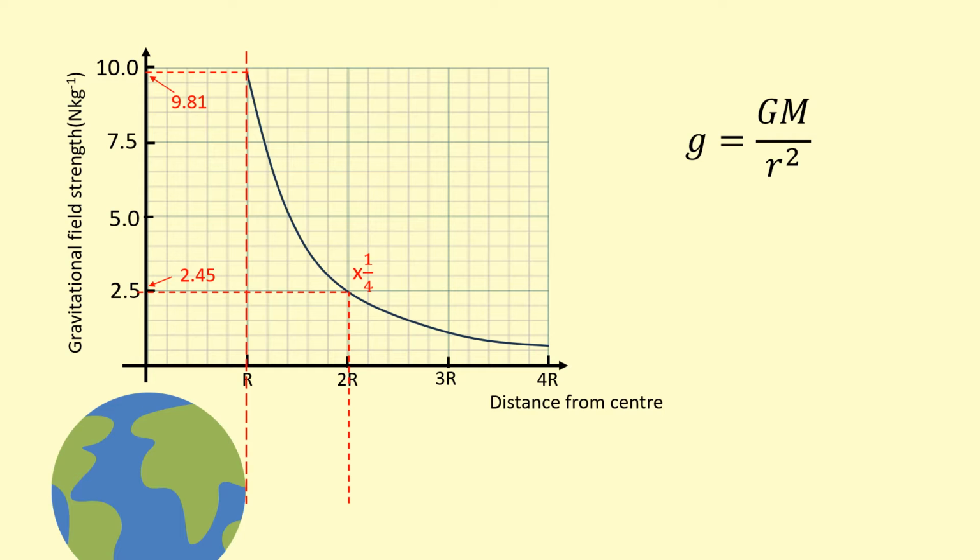And if we triple our distance from the center, that's going to be 1 over 3 squared. Okay, so 1 over 3 squared is a ninth, so it's around 1.09 newtons per kilogram. And of course, if we do this for 4 times the distance from the center, then that would be 1 over 4 squared, which is a 16th.